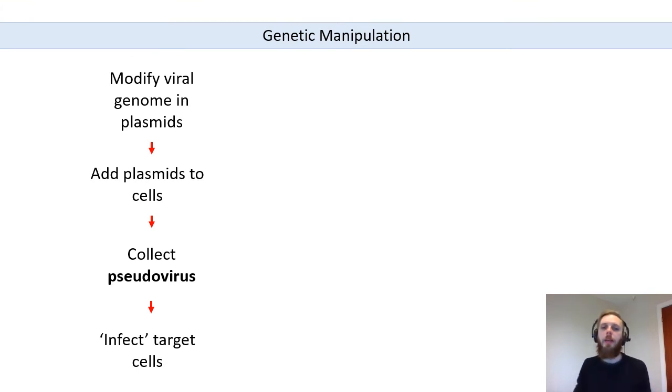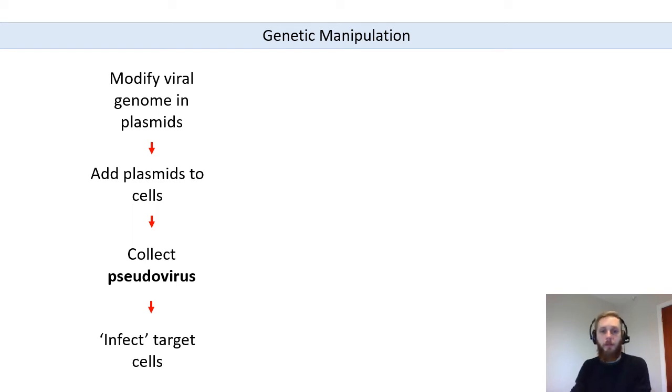Okay, and again, we have the process here just summarized as a kind of flowchart. So modify viral genome in plasmids. We take the viral genome, we split it into 3 plasmids, and in the transfer plasmid, we add our gene of interest. Then we add these 3 plasmids into cells. Then once these plasmids have been expressed, these cells will start producing pseudovirus particles.